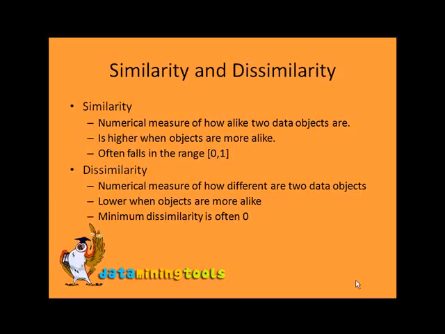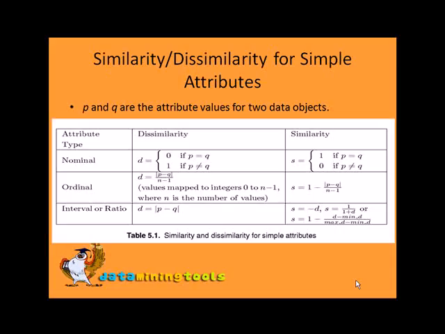Similarity is the numerical measure of how alike two data objects are. It is higher when objects are more alike, often falls in the range between 0 and 1. Dissimilarity is the numerical measure of how different two data objects are. It's lower when objects are more alike, and minimum dissimilarity is usually 0.